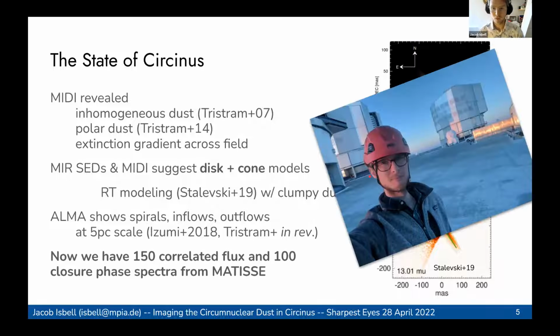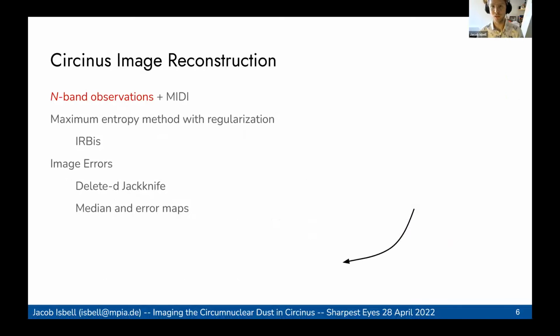But with MATISSE, we have 150 correlated flux measurements, and importantly, 150 closure phase spectra, which allow us to do image reconstruction and get a model-free, or model-independent, idea of what's going on here. And that's a picture of me when we could still travel.